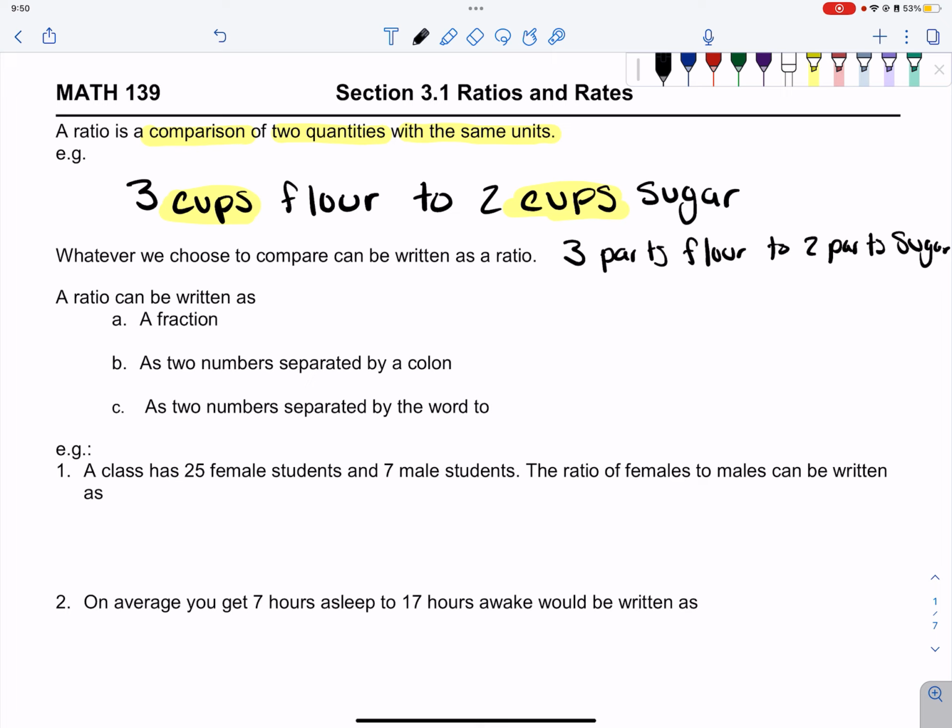Also, with a ratio, we can write this 3 different ways. So our end product, we don't actually need the units on it. With this, I would have as a fraction, I could write it as being 3/2. I could also write it as 2 numbers separated by a colon. So this would give me 3:2. And then lastly, I could write it as 2 numbers separated by the word to. So this would give me the ratio 3 to 2.